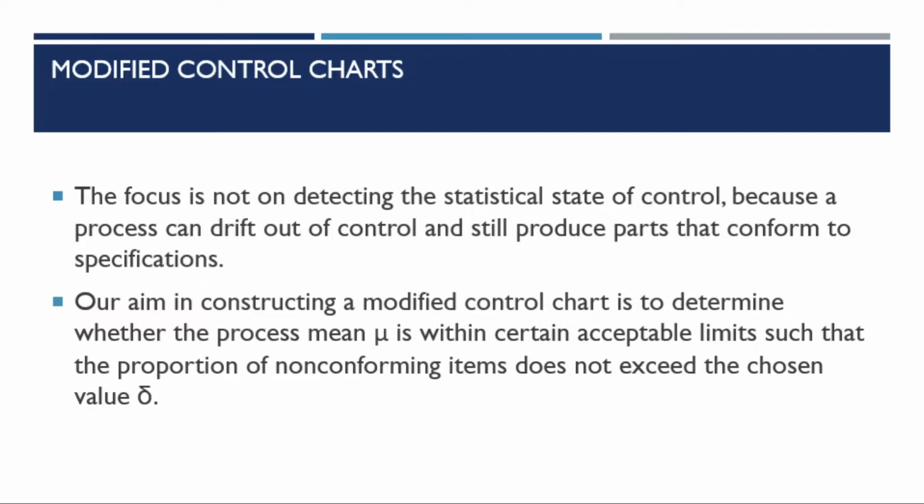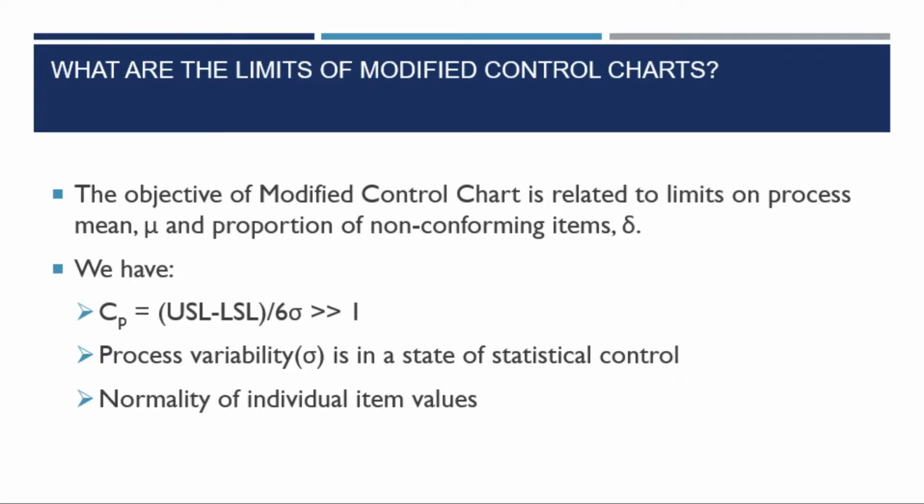Our aim in constructing a modified control chart is to determine whether the process mean mu is within certain acceptable limits such that the proportion of non-conforming items does not exceed the chosen value delta. Now, Mihir will be talking about what are the limits of a modified control charts.